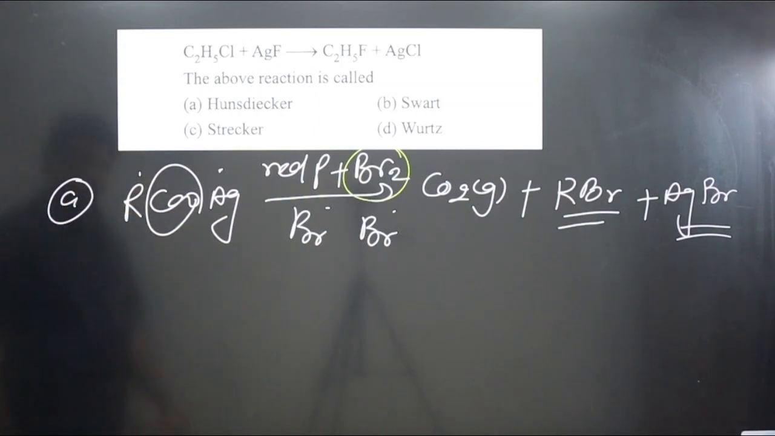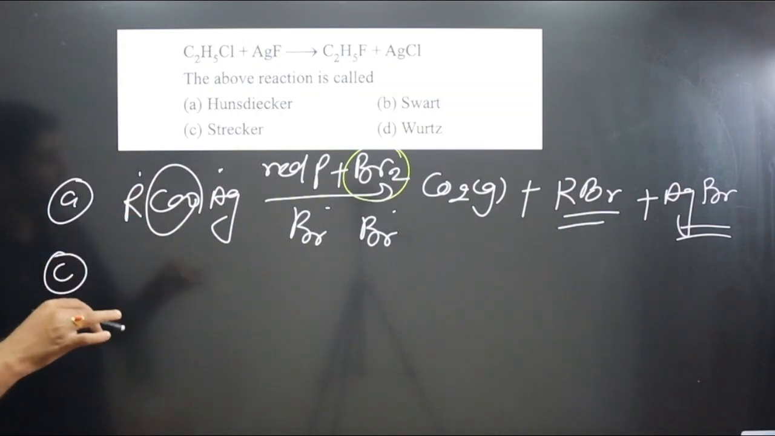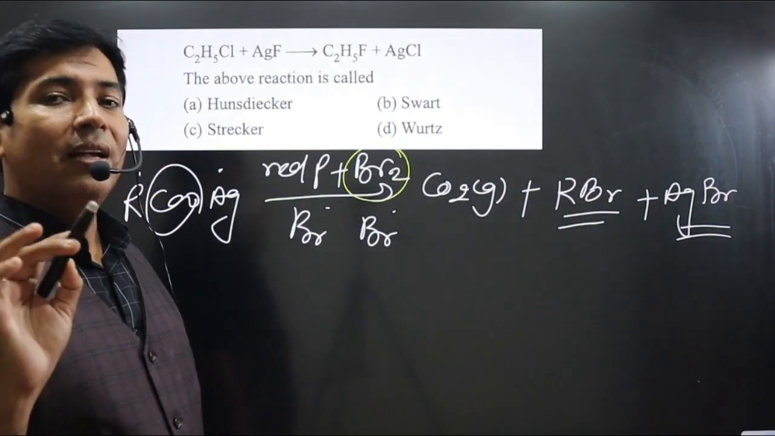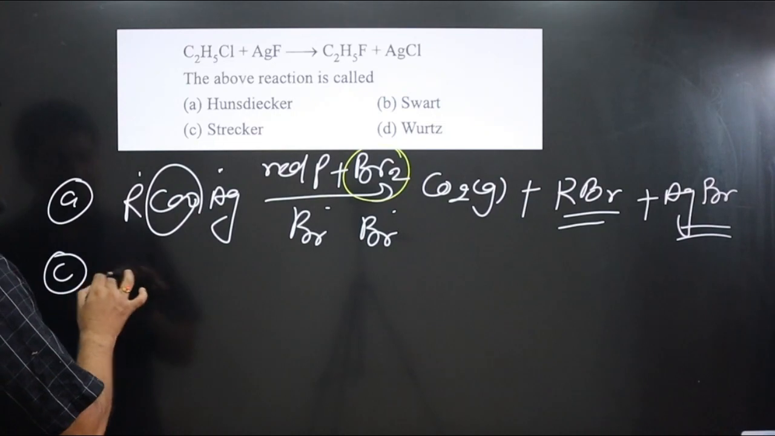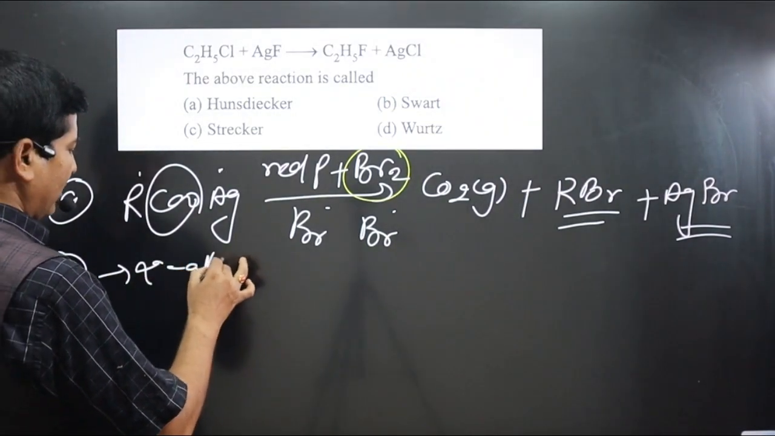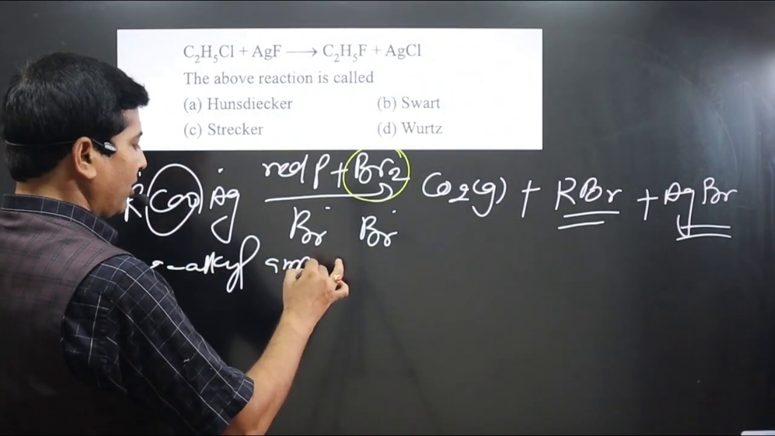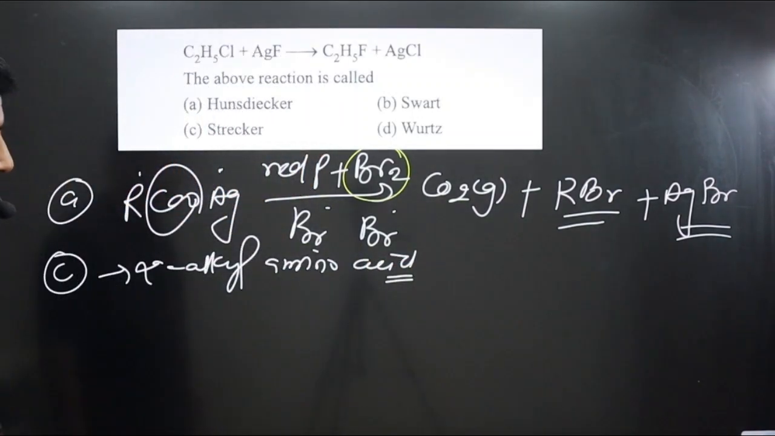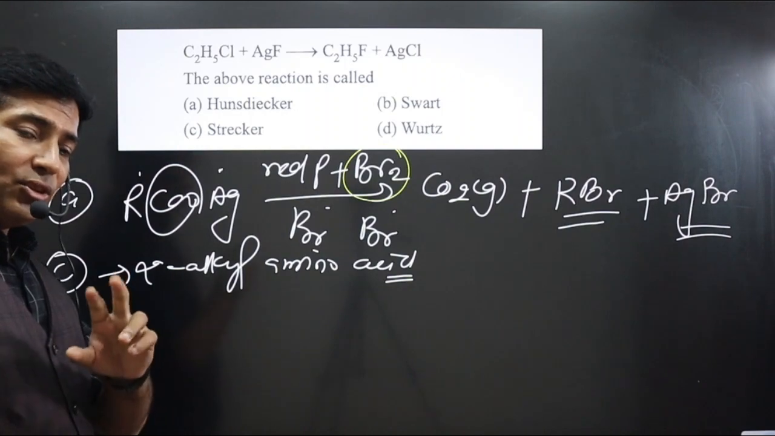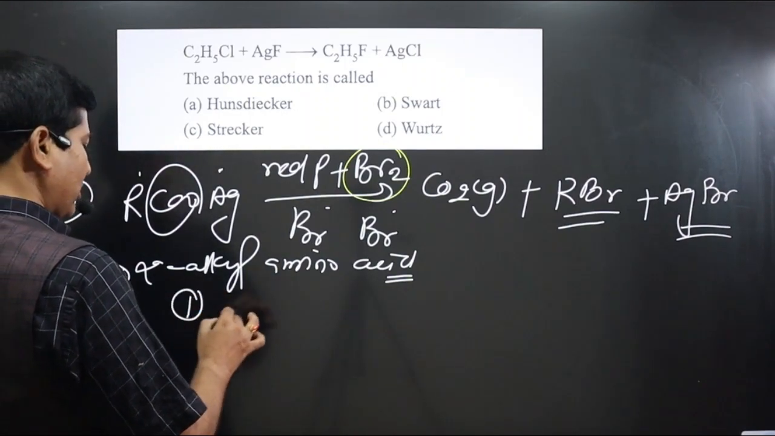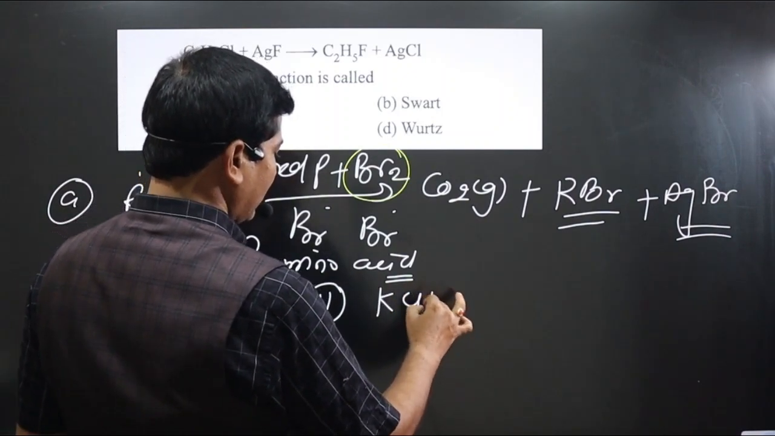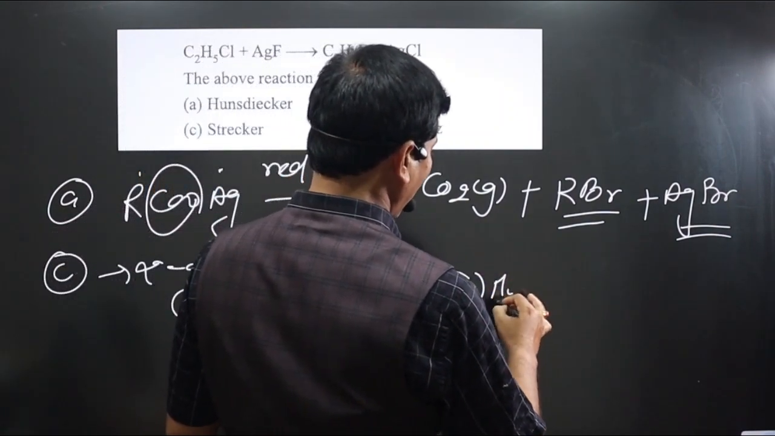Next we have the Strecker reaction. In this case we produce alpha amino acid. Keep in mind it is used to produce alpha alkyl amino acid. This reaction takes place in three steps. In the first step we use ammonia, in the second step we use cyanide, and in the third step we use water for hydrolysis.